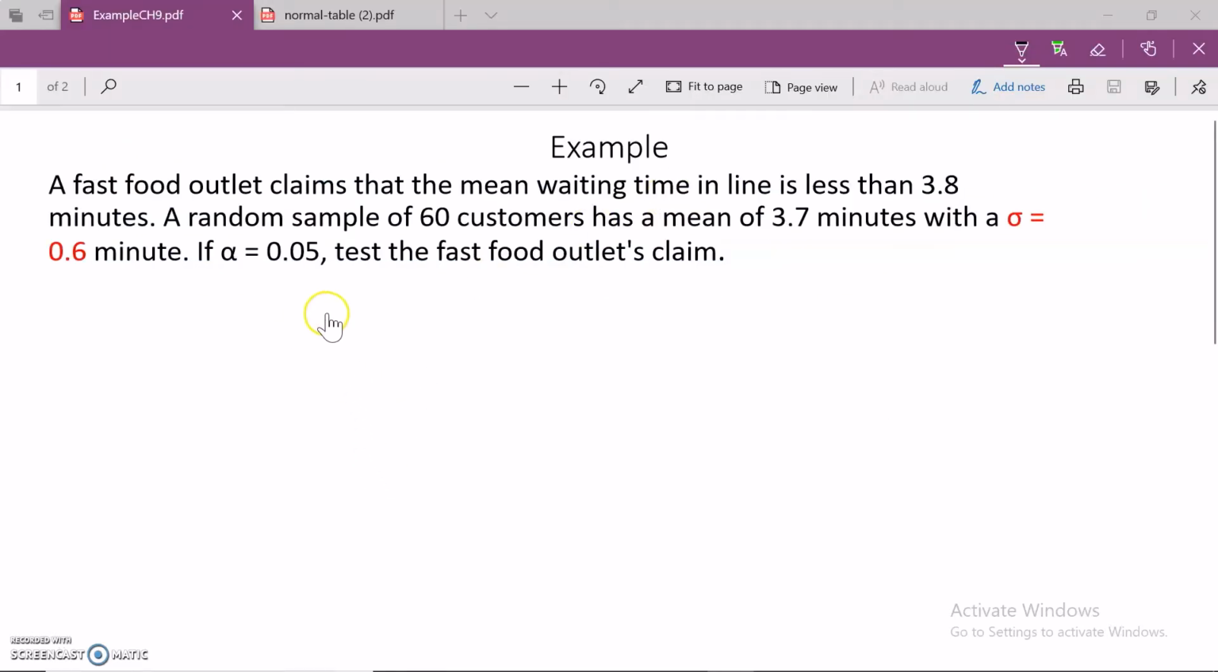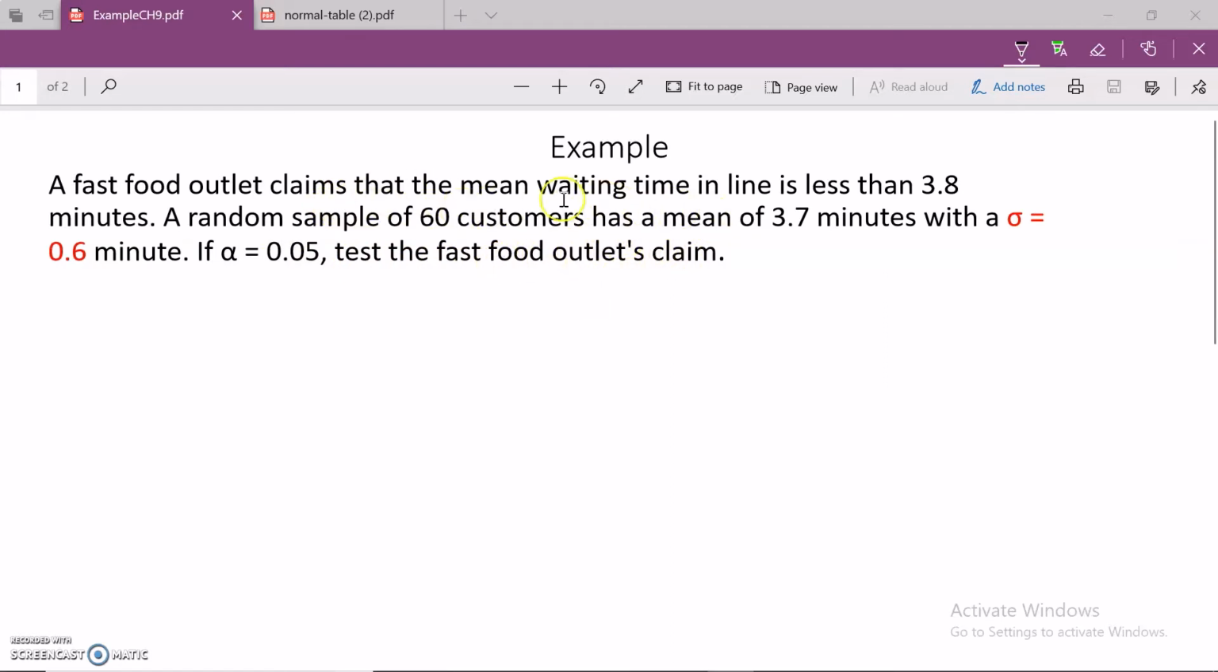So here is the example. A fast food outlet claims that the mean waiting time in the line is less than 3.8 minutes. A random sample of 60 customers has a mean wait time of 3.87 minutes with the population standard deviation of 0.6 minutes. If alpha is 5% or 0.05, test the fast food outlet's claim. We need to check this claim.